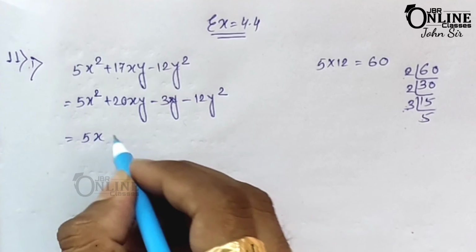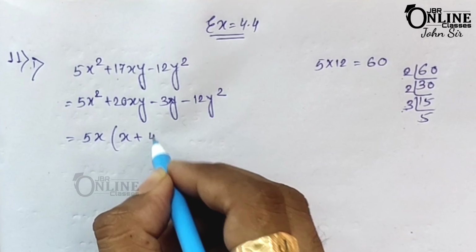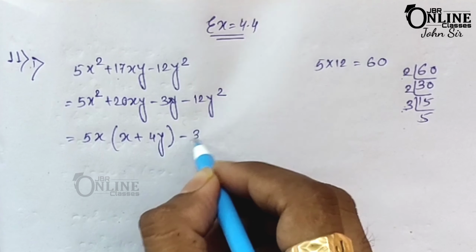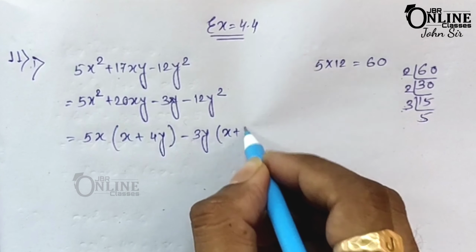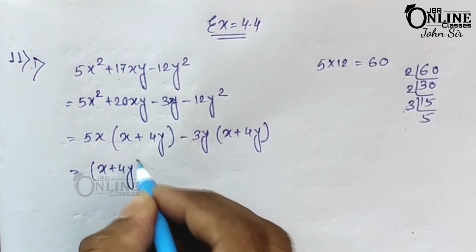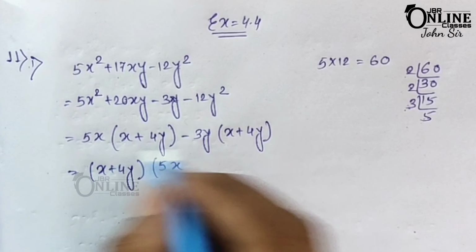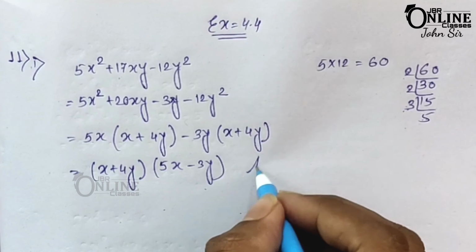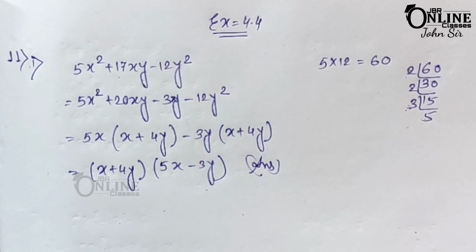So here 5x will be common, so it becomes x plus 4y. Here 3y will be common, so x plus 4y. So x plus 4y and the rest of the part 5x, here minus 3y. So that is the final answer.